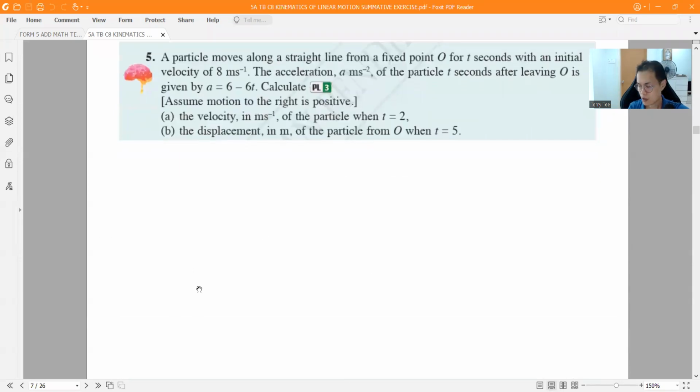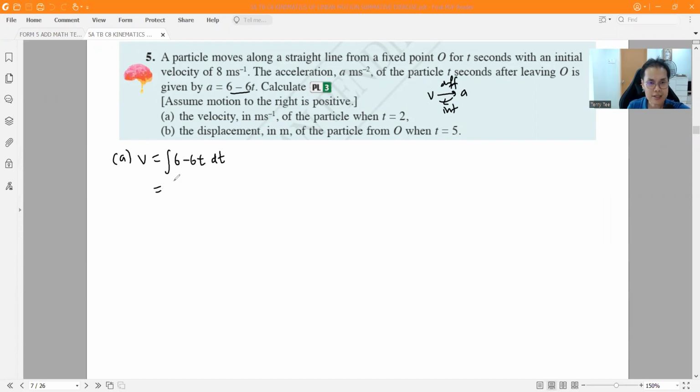Okay, a particle moves along a straight line from a fixed point O. Initial velocity is 8. Acceleration is given by this. Calculate the velocity when t is 2. Okay, to find the velocity function from acceleration, we need to integrate. Integrate 6 minus 6t dt. Right, remember, if you differentiate velocity, you get acceleration. You integrate acceleration, you get back your velocity.